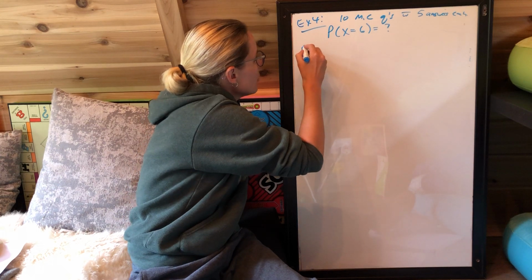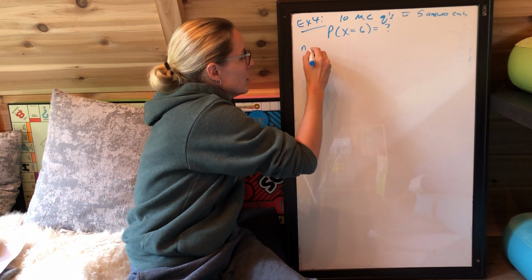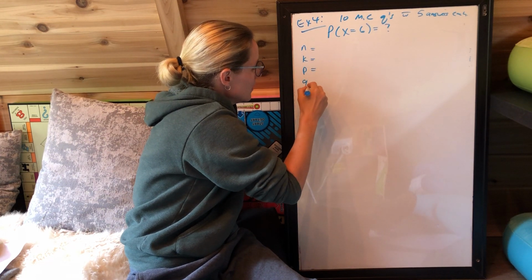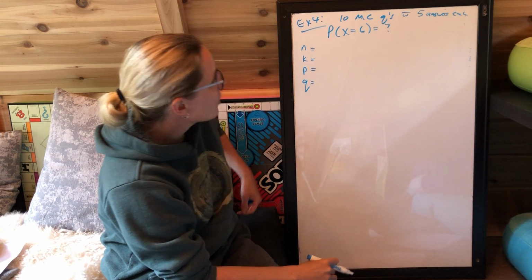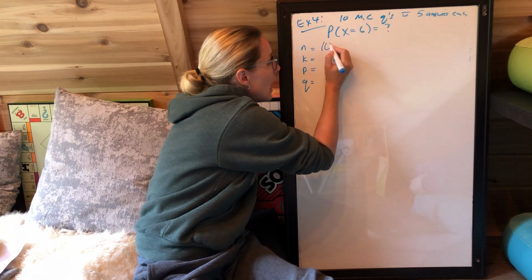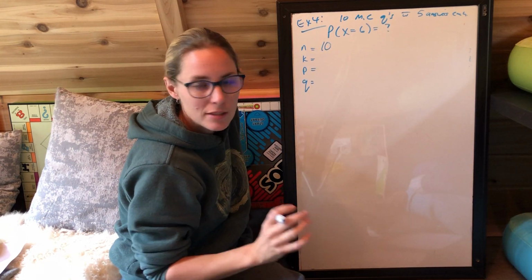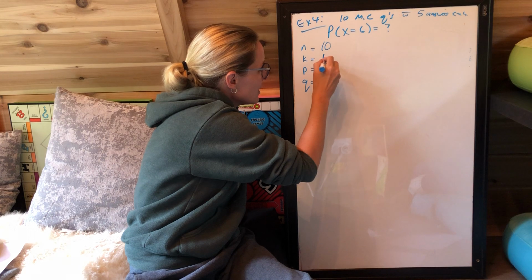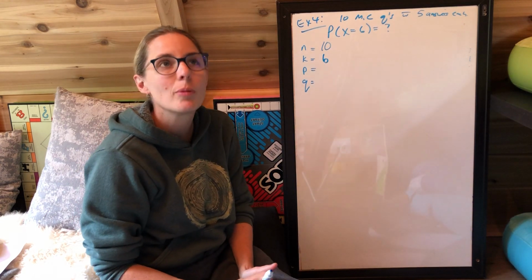So again, every time you're doing a binomial distribution question, you're going to select these 4 things. What is the number of trials we're doing? Well, there are 10 questions. How many of those 10 do you want to get right? What is the number of successes you want? Exactly 6. What is the probability of success?